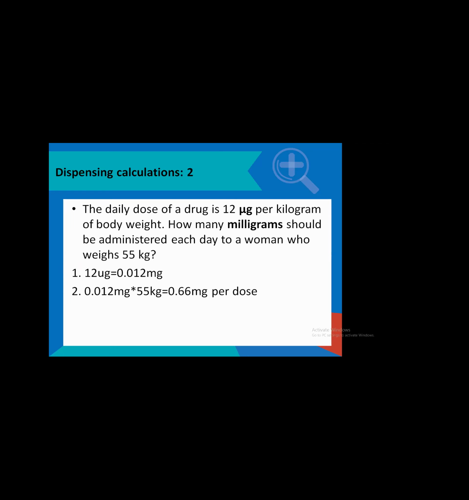The assumption here is that the actual medicine is available as a milligram. If not, then you just convert the answer again to microgram so that you can dispense it. And then 0.66 milligram would be 660 microgram or something like that.